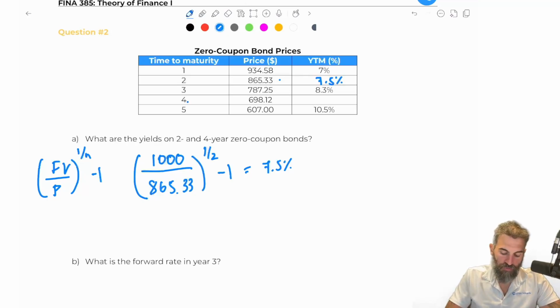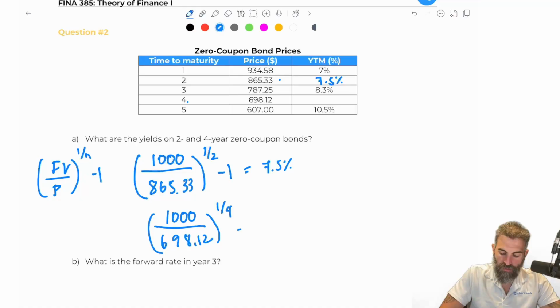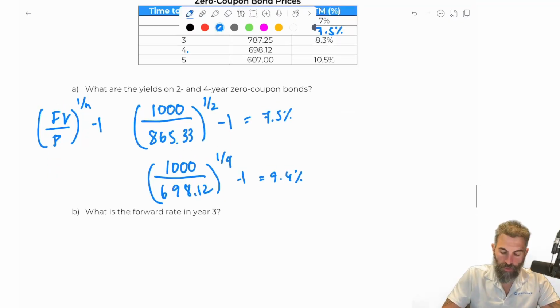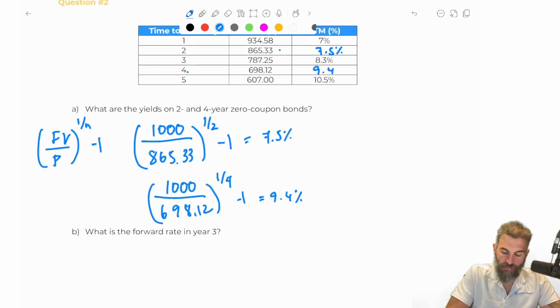Let's do the same thing with the 4-year bond. If you take the $1,000 future value divided by the current price to the power 1 over 4 minus 1, we get about 9.4%. Okay, good. So that's that. All right, so that's how you could find the yields on zero coupon bonds. Really easy, using a formula we saw in the previous chapter.